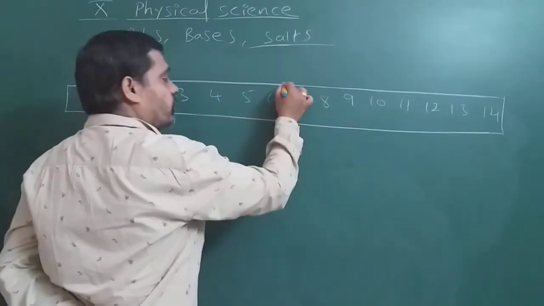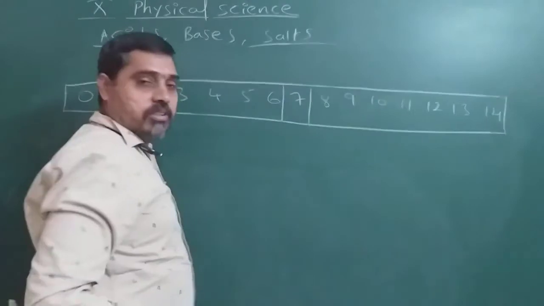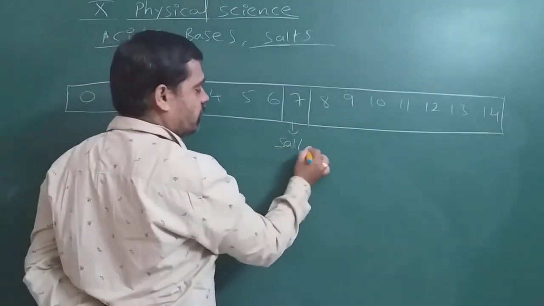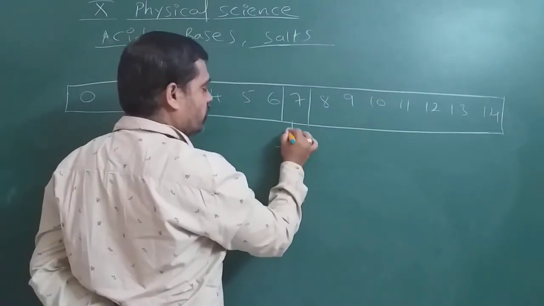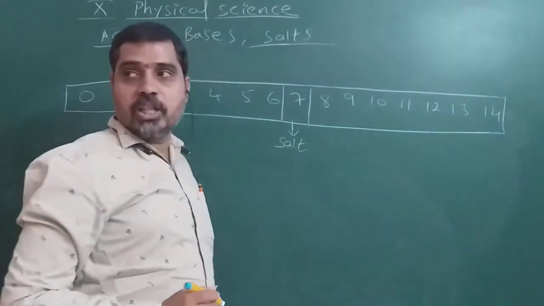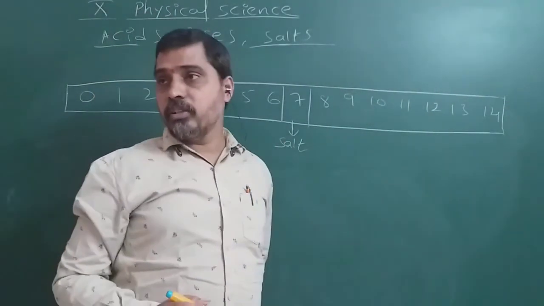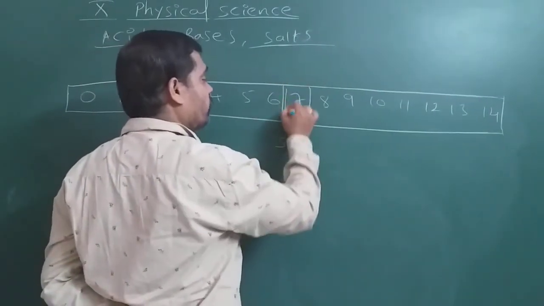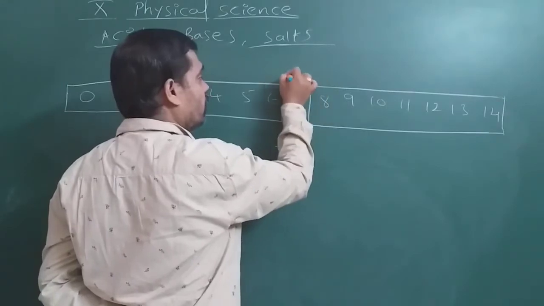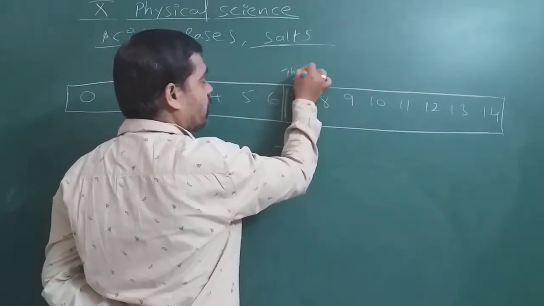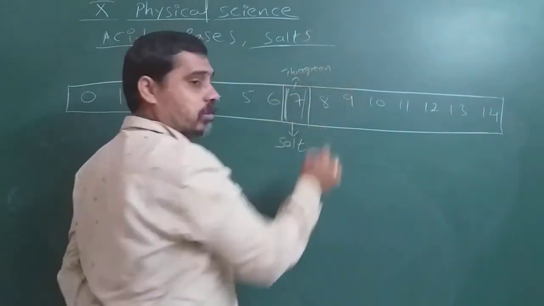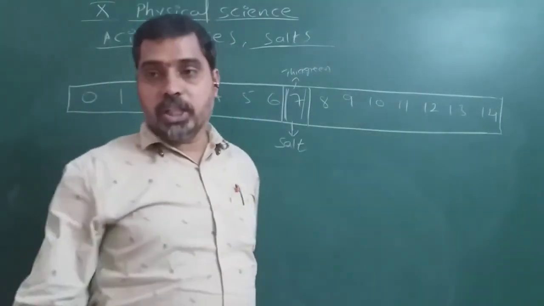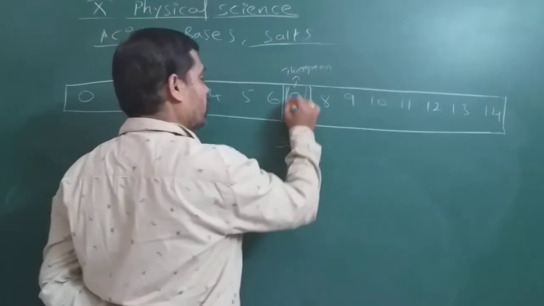Then we will start with 7. pH 7 means salt. It will have which color? Slightly green color, thick green color. We will have thick green color here.